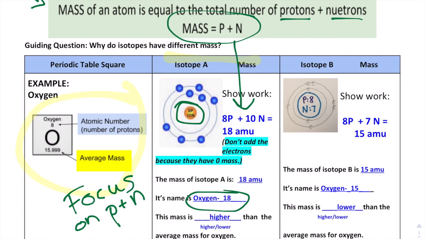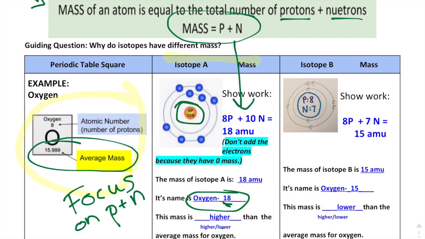Now I want to think about that average a little bit. It says this mass is higher or lower than the average mass of oxygen. And I've already filled in higher, but let's see, how do we know that? The mass here is 18. And remember over here, the average mass says 15.999. So 18 is higher than average. So this isotope has more neutrons than most oxygen. It's higher mass because of those extra neutrons.